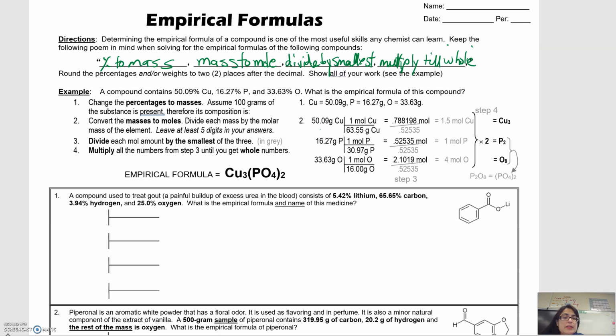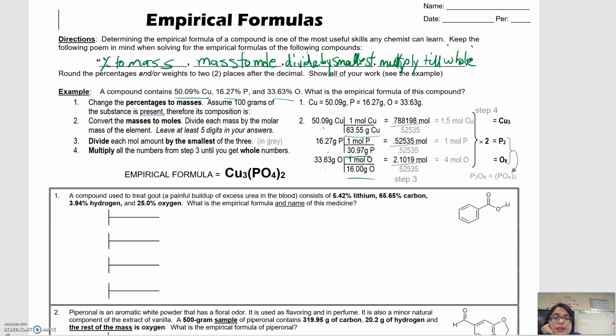Okay, so here's an example. I'm going to quickly go through this example right here. It says percent to mass. So we're going to take these percents and just write them down as grams, which is what I did here for each of them. Then you're going to convert them into mole by dividing by their average atomic mass. You're going to get that from the periodic table, okay?